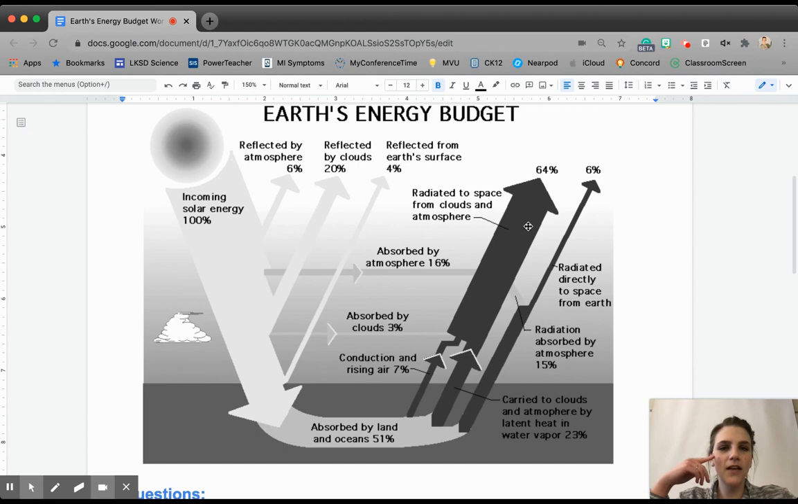And then these 2 arrows here, what we're going to really focus on, a big chunk of the radiation from Earth's surface is just going to go straight to space from clouds in the atmosphere. The other chunk, the 6% here, is radiated directly to space from Earth, okay? So whether it's radiated from the clouds, whether it's radiated directly from the Earth, either way, this radiation is going straight back to outer space where it's just going to go and do its thing out there, all right? So hopefully that helps you answer some of those questions.